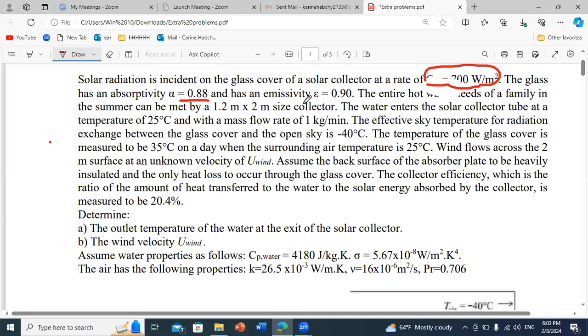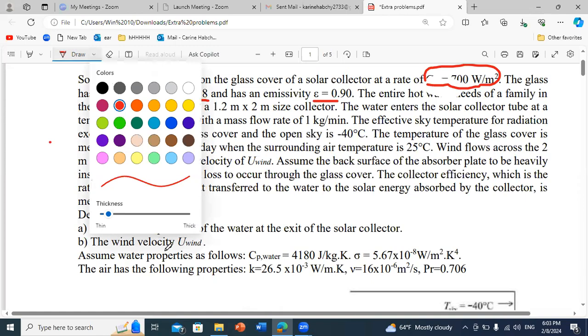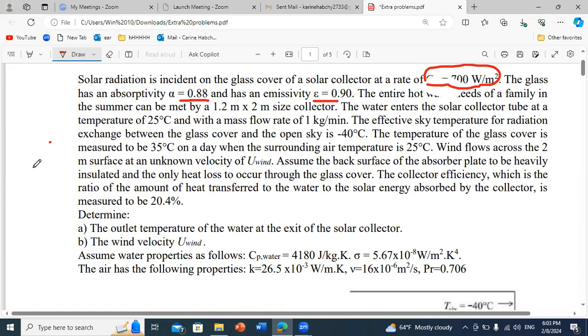And the emissivity of the glass cover is 0.9. The entire hot water needs of a family in the summer can be met by a 1.2 meters times 2 meters size collector. So here we are trying to design a solar system to supply hot water needs. This is the purpose. So they are giving us the area of the collectors that we are using. The water enters the solar collector tube at a temperature of 25 degrees.